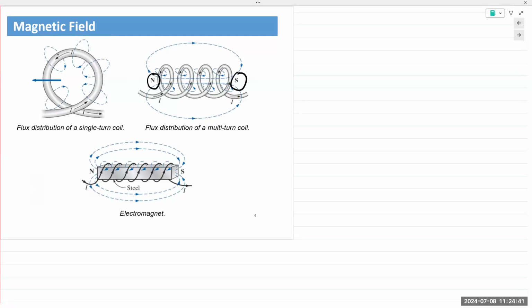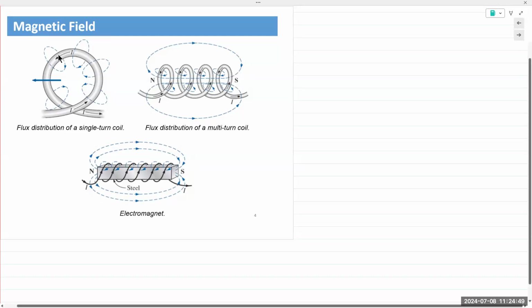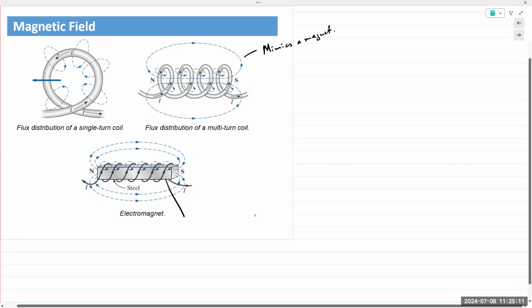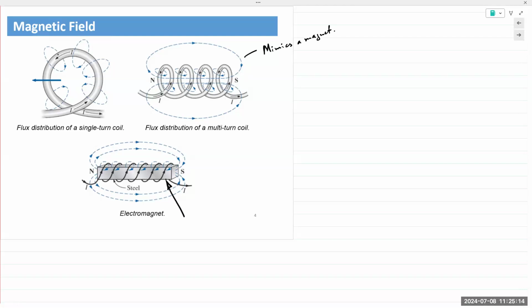This magnetic field is very weak, depending, of course, on the value of the current and the size of the coil. It is not strong, but it mimics a magnet. And then what researchers discovered was if you inserted a magnetic material, ferromagnetic material, through the center of the coil, that magnetic field would become very strong.